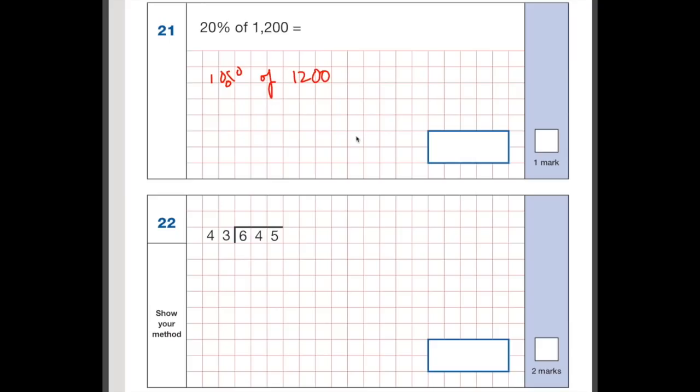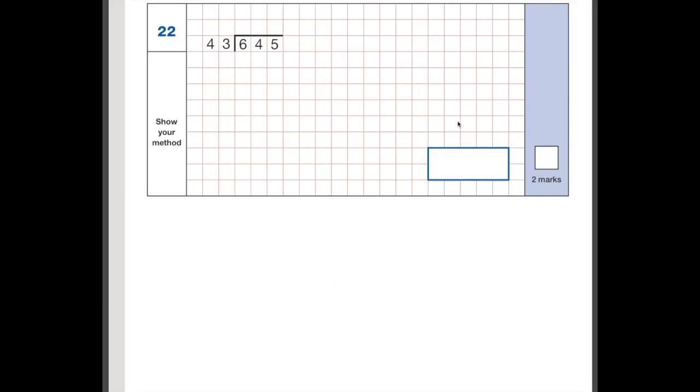Your knowledge of place value should tell you that if you divide this by 10, it's going to jump 1 space to the right. So instead of this 1 being in the thousands column, it would move into the hundreds column. So it would equal 120. So to find 20%, we just double this number. So 120 times by 2 is 240. There's your answer.